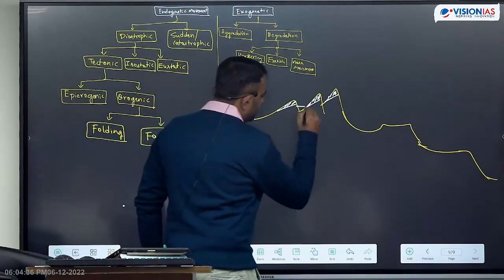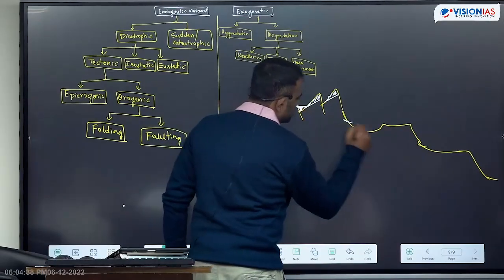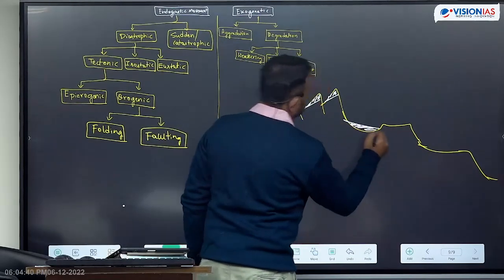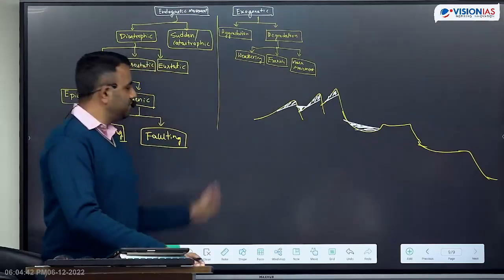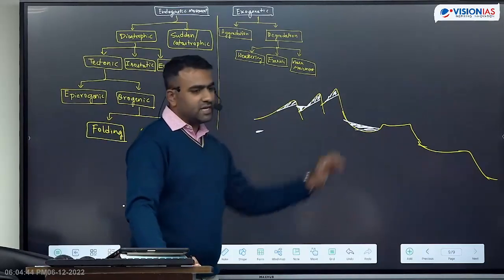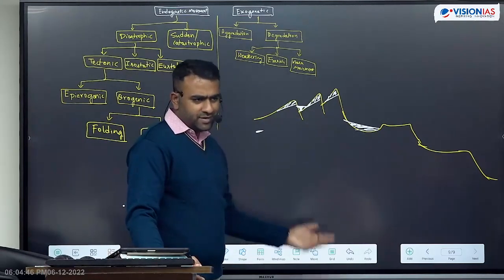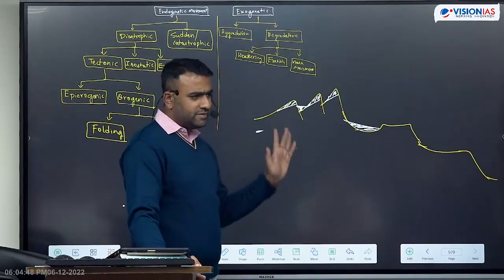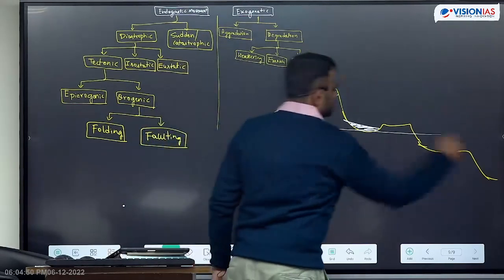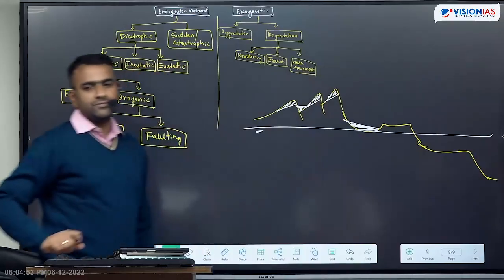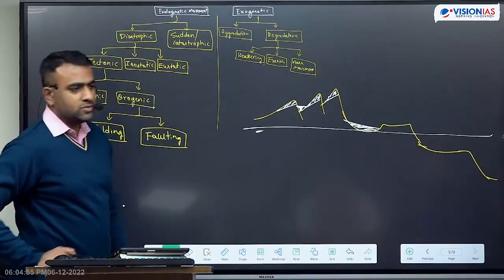It will fill these low-lying areas, right? The material which is removed from one place will fill the other place. Wherever there is a depression, wherever there is a low-lying area, it will fill it. So gradually over a period of time, there is a uniformity, right? So it involves two processes.